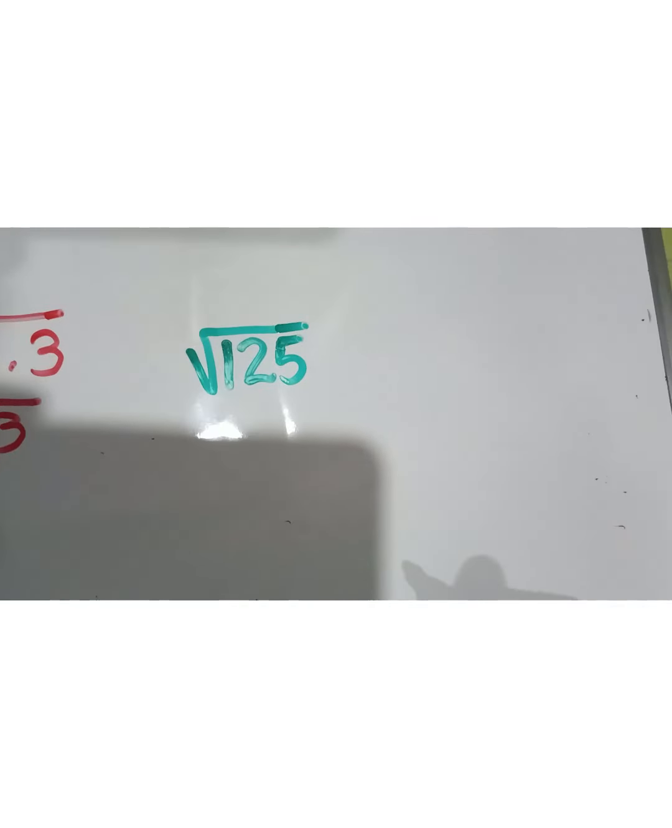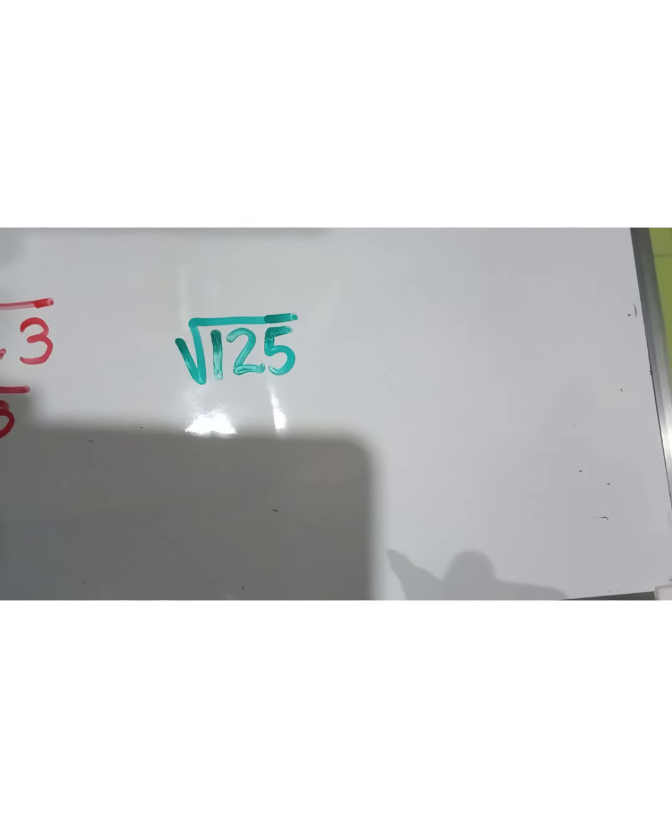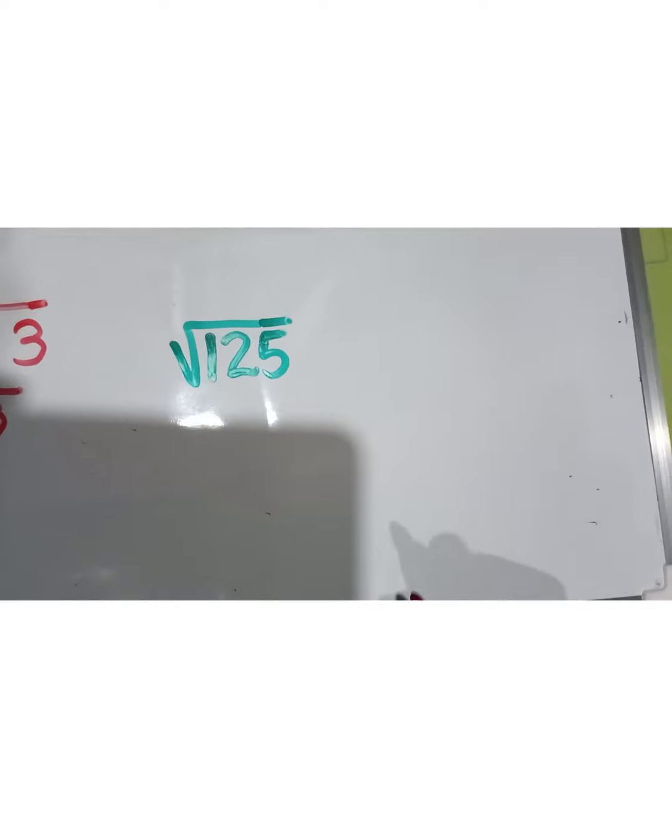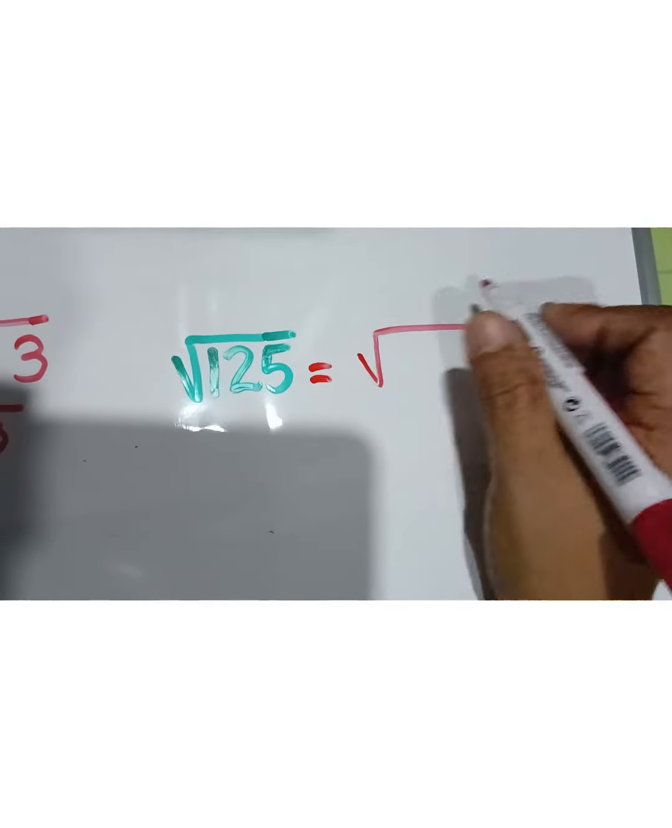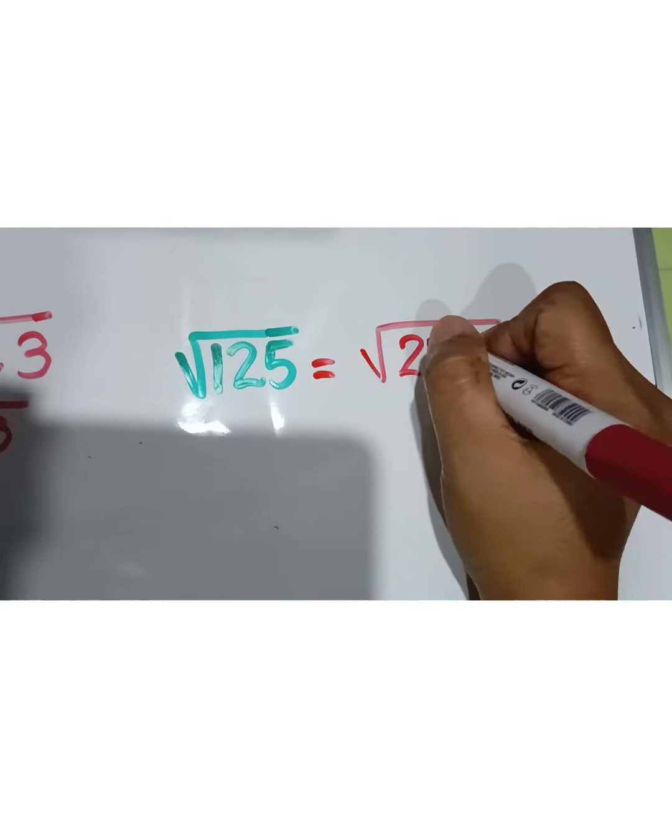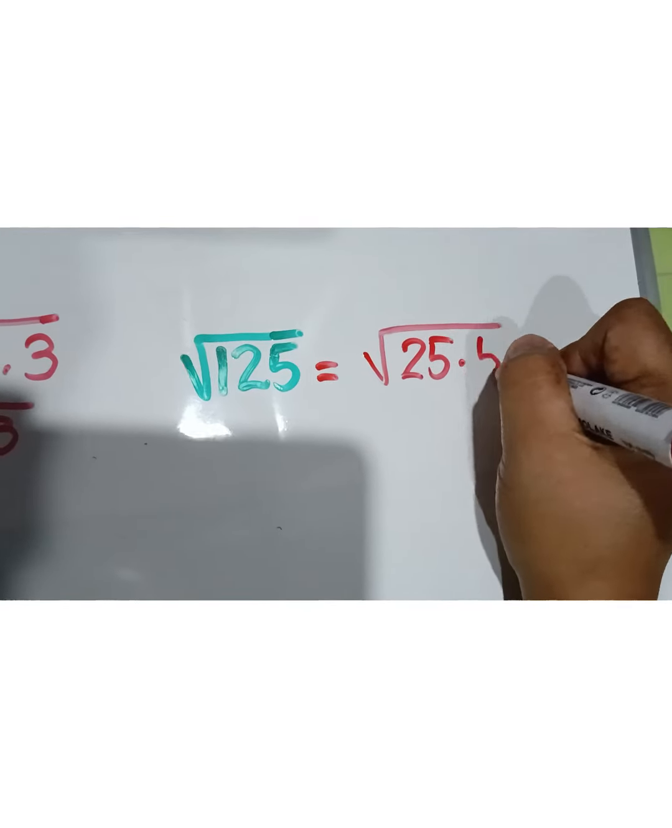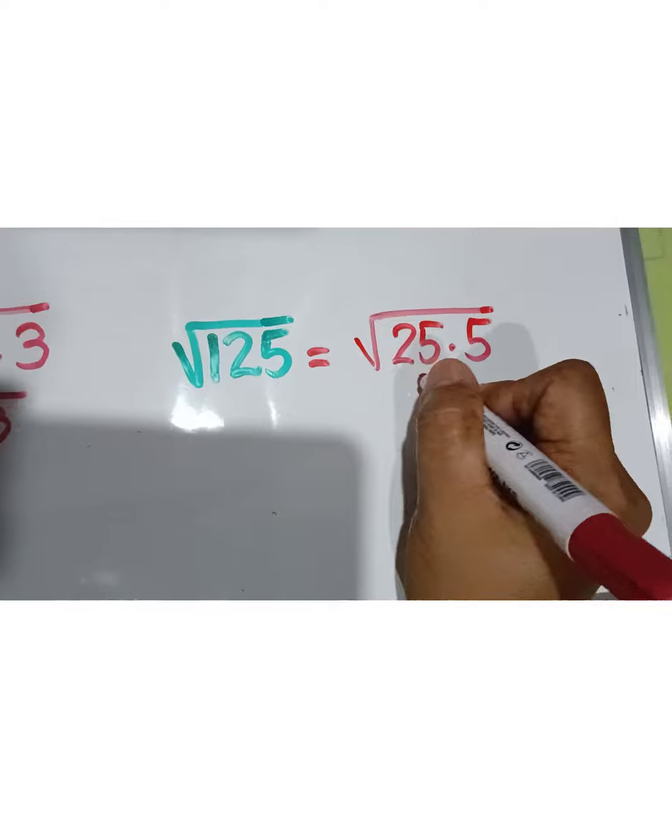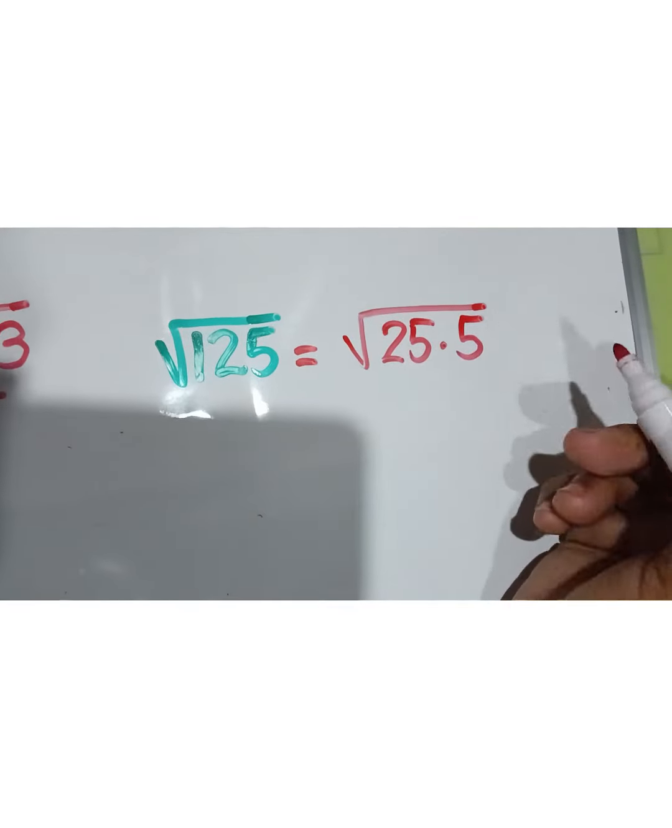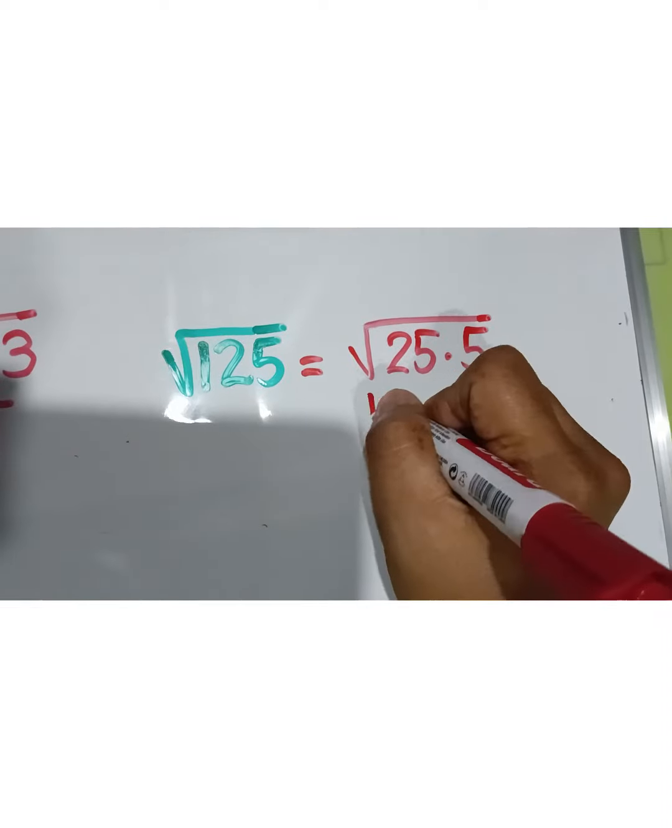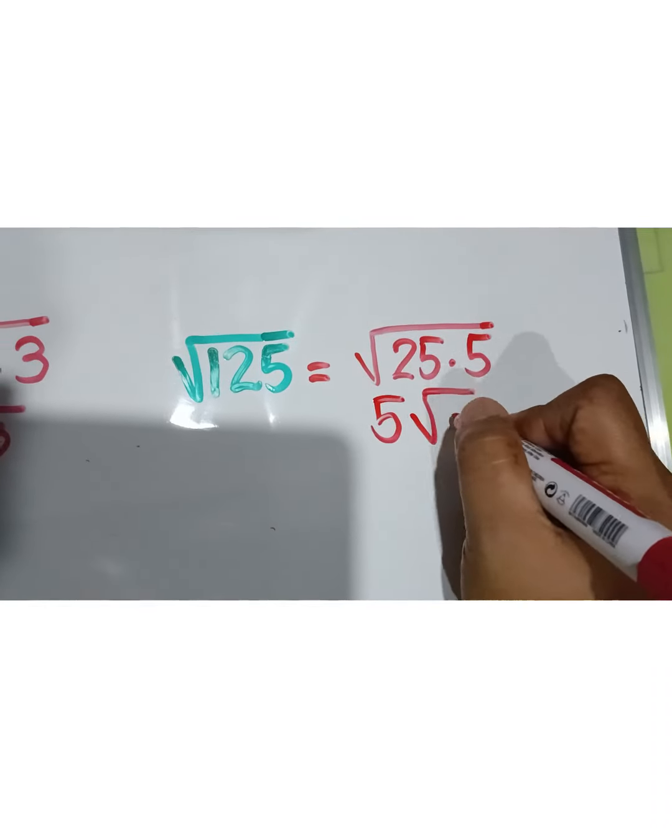Next, square root of 125. 125 is not a perfect square. Its factors are 25 times 5. And 25 is a perfect square. So, extracting the root, we have 5 square root of 5.